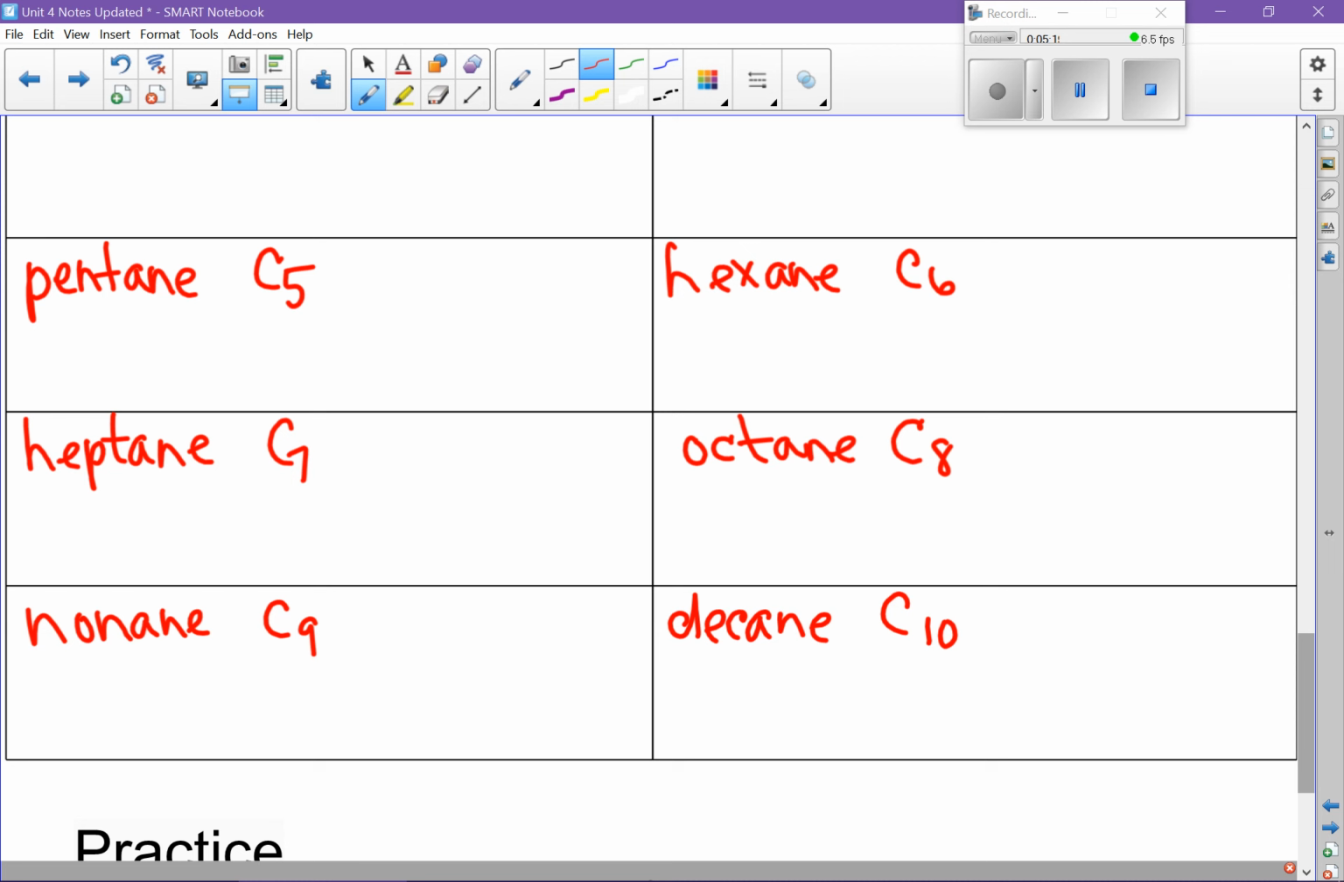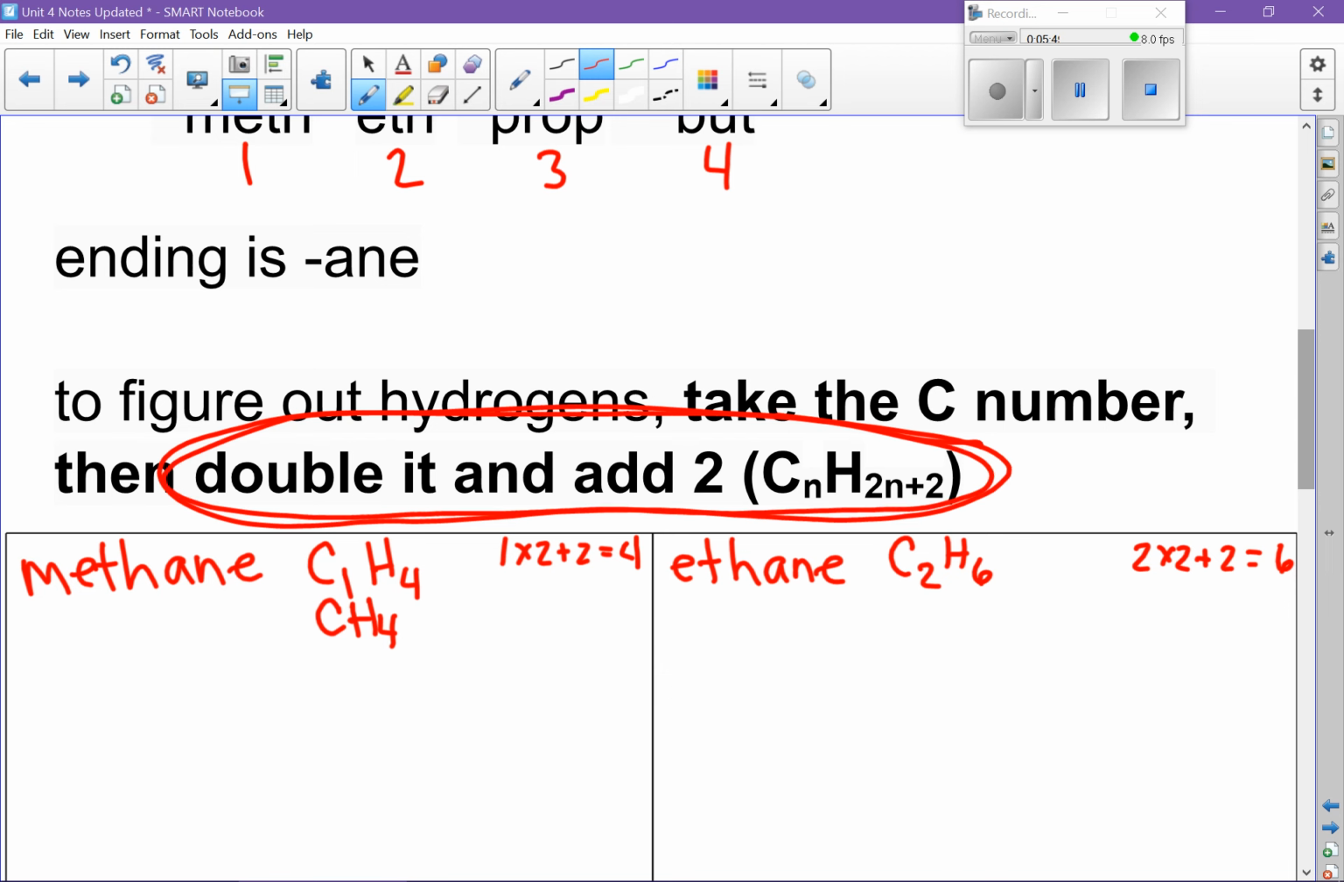So see if you can do the rest of these. Can you fill in the hydrogens for pentane through decane? Do times 2 plus 2 each time. So I know you've noticed the pattern that they go up by 2 every time, but the more important thing for you to remember is this: double it and add 2, right? You're not going to write out this whole sequence every time, so you need to know times 2 plus 2. That is the point.